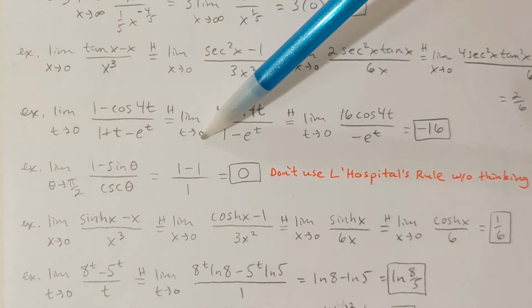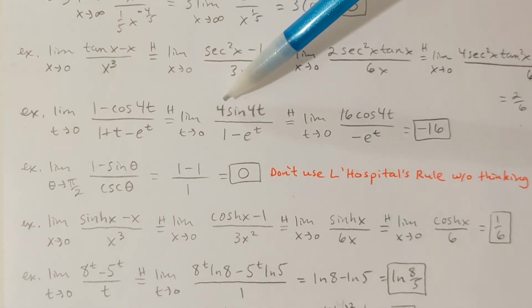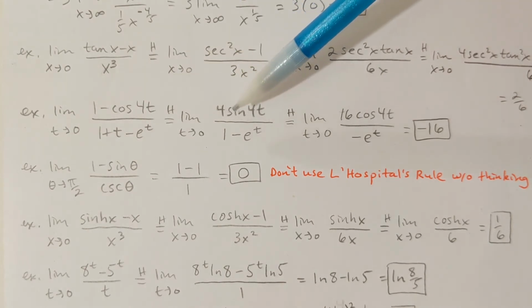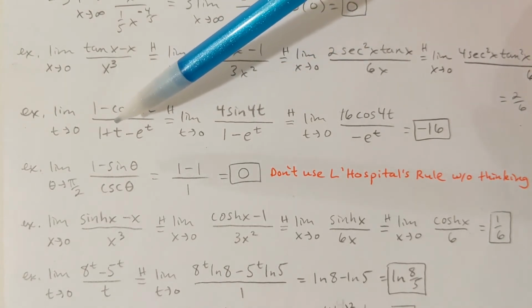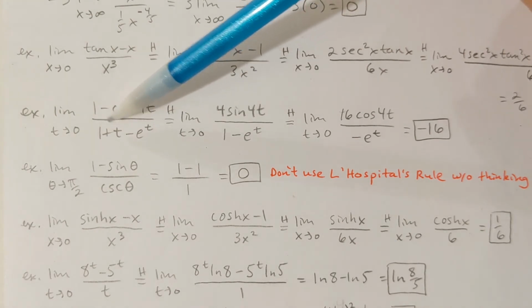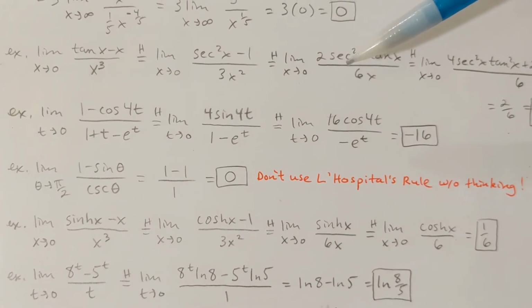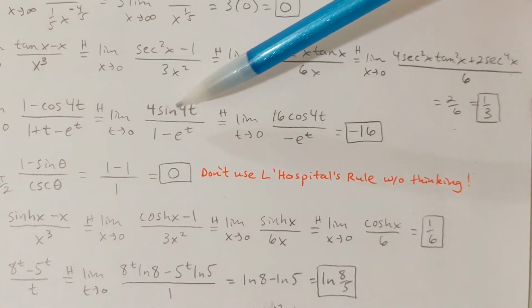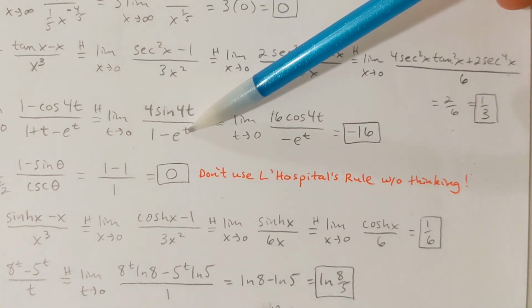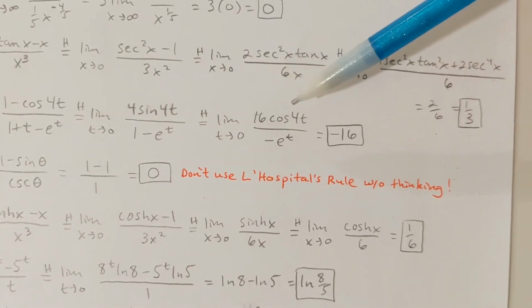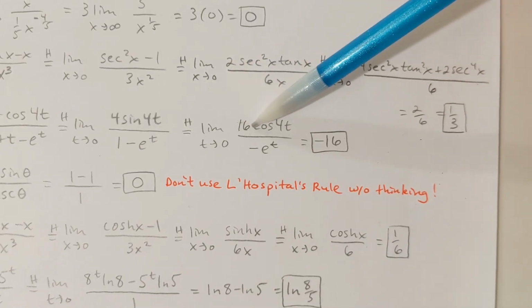We're going to have the limit as t approaches 0 of the derivative of the top. That's going to be a chain rule. You're going to have sine of 4t times the derivative of 4t, which is 4, divided by the derivative of the denominator, which would be 0 plus 1 minus e to the t. Okay, and we would still be in indeterminate form. Sine of 0 is 0, e to the 0 is 1. 1 minus 1 is 0 there. And so let's go ahead and use L'Hopital's rule again.